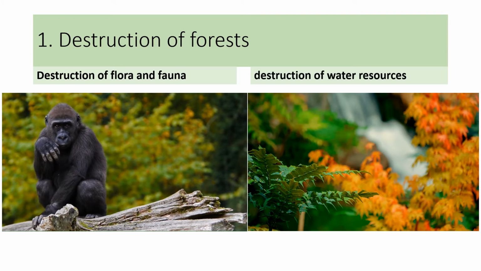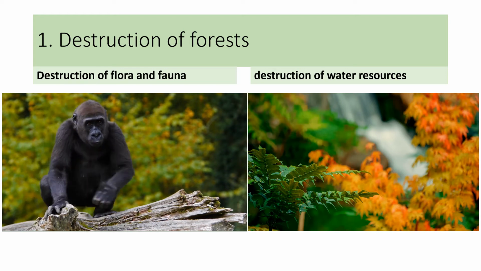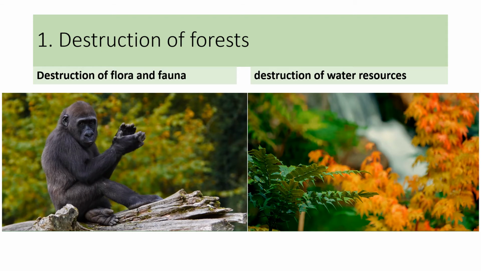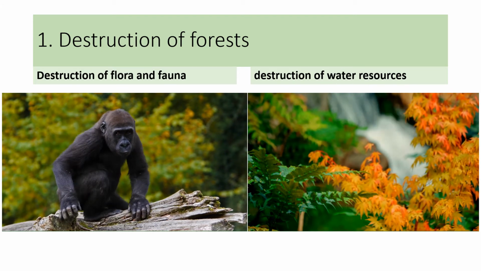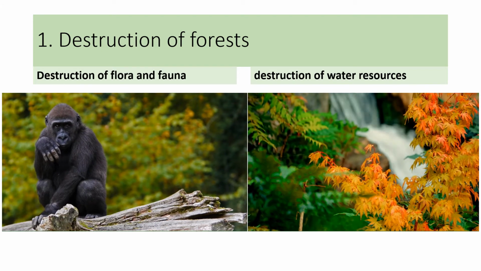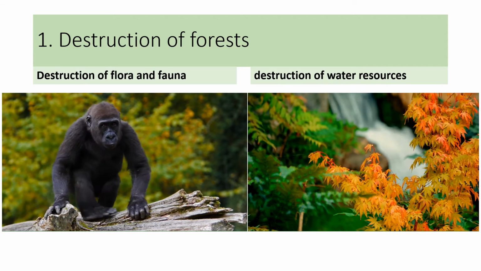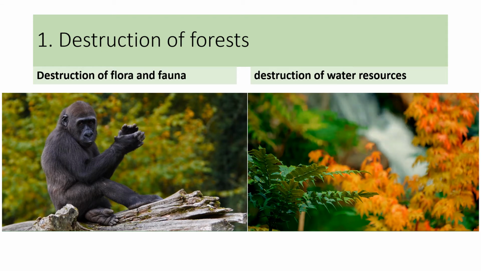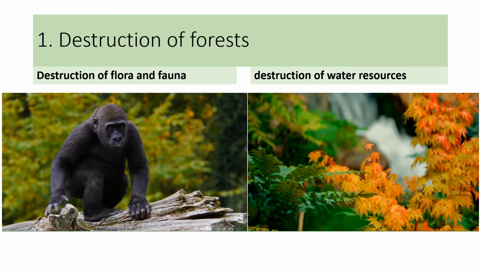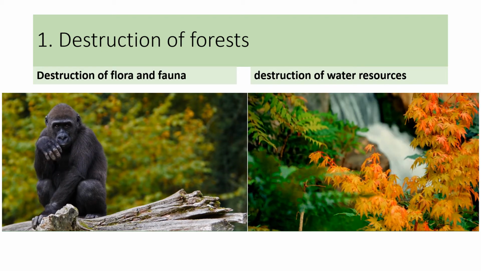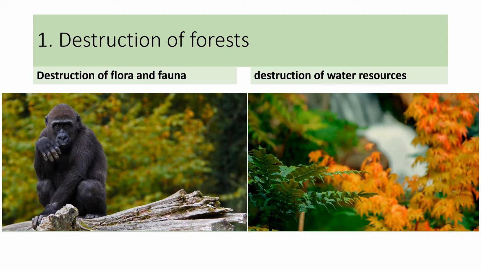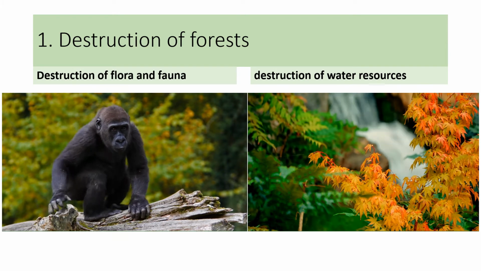Not only that, water resources are also destroyed. We know that big rivers start from these forest areas. The rainwater collected as puddles inside the forest makes small streamlets, and they together make branches of rivers and finally a big river.